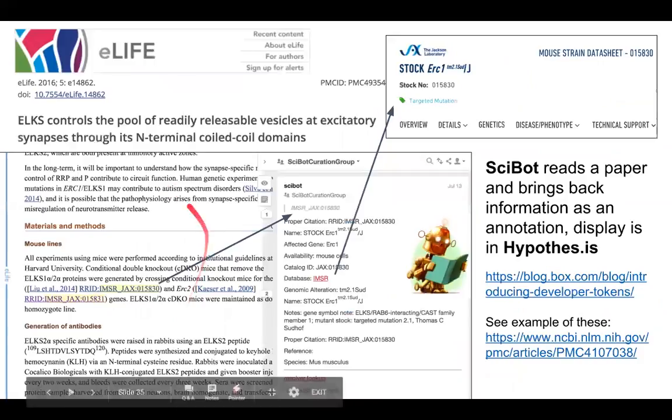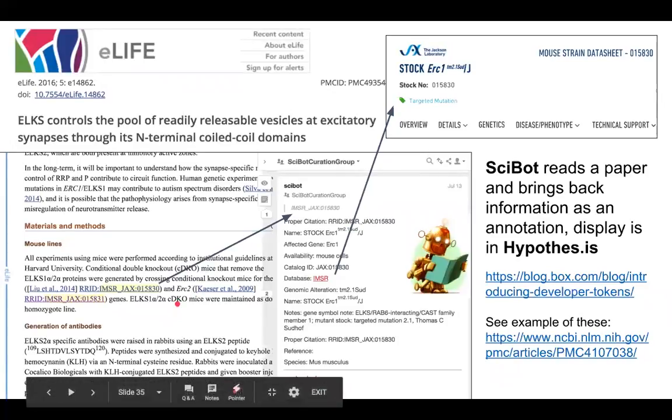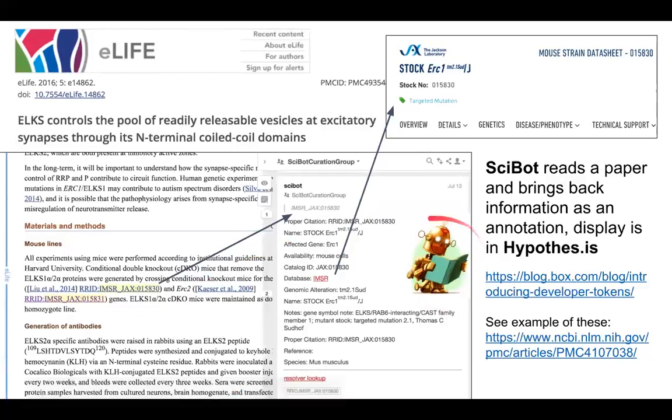So this is the same eLife paper with these two mice. And one of the things that we've been able to do, because we have some graduate students that can write a little bit of Python, is easily create this little SciBot. It doesn't really look like that, but it's a few lines of Python.